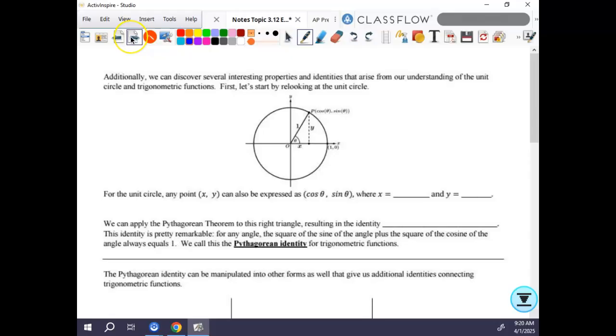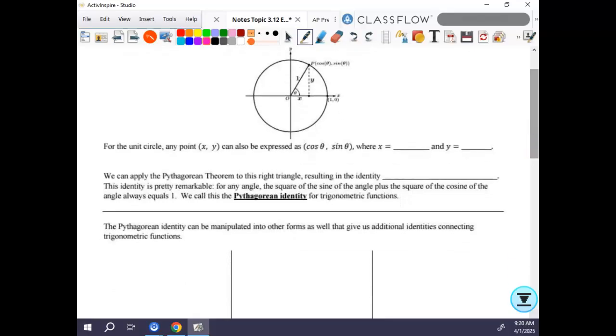Let's look at one that we haven't seen before. So here it says we can discover, and that's what we're going to do, several interesting properties and identities that arise from our understanding of the unit circle. So here is our unit circle. So I want to remind you, not every circle is a unit circle. I know this one is because first of all, it tells me, and second of all, the radius is 1. And then we know that if I have this point P, that point is cosine theta, sine theta. That's old news as well, which means this is my x value, my y value, and then the radius is 1.